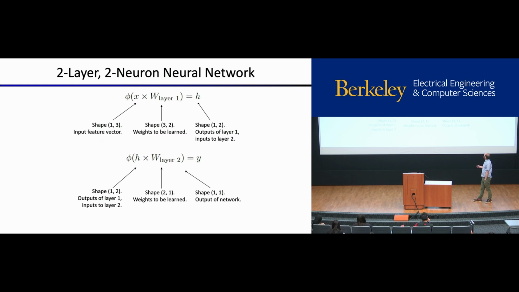So this is our same two-layer, two-neuron neural network that I showed you before, and these are the shapes that I was talking through. Here is our input feature vector, which was drawn as a row vector, so 1 row, 3 columns. This was the matrix, which was 3 rows, 2 columns, and so that gives an output of 1 by 2.